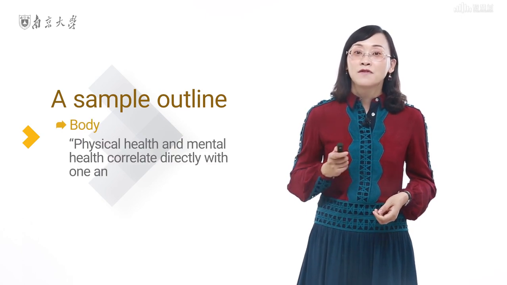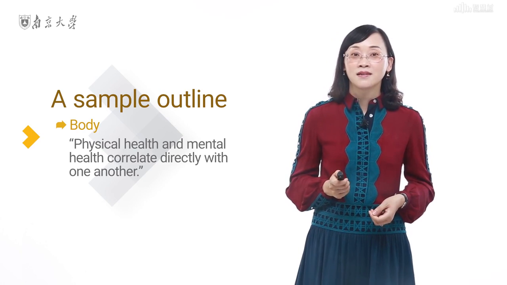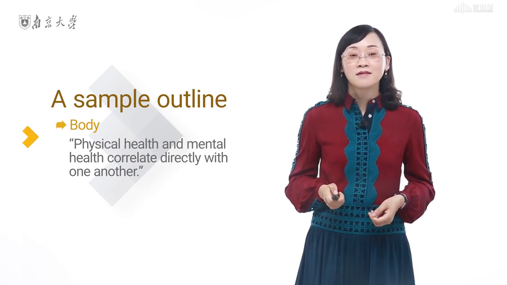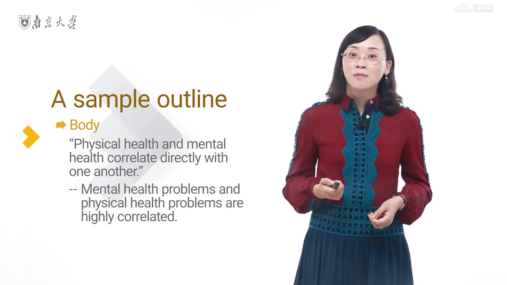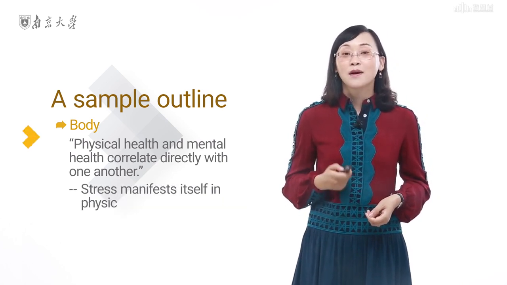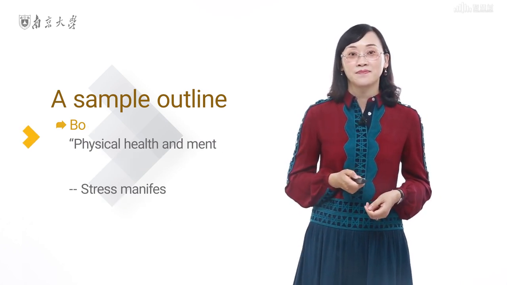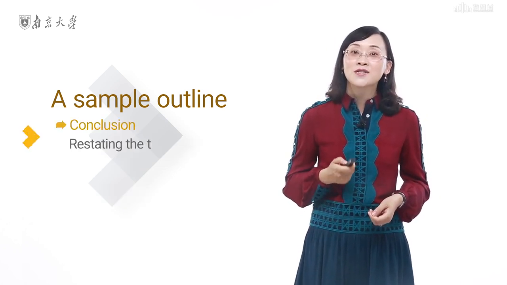For example, under the third main point, physical health and mental health correlate directly with one another. The 2 supporting points are: A. Mental health problems and physical health problems are highly correlated. B. Stress manifests itself in physical form. Conclusion comes in the end.